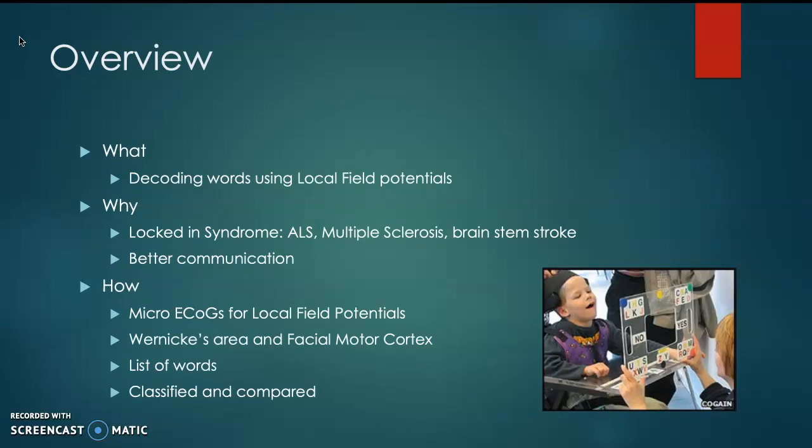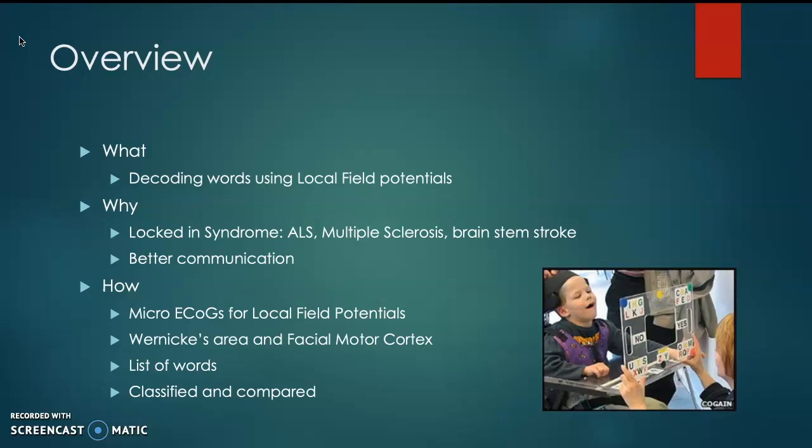Okay, a general overview. So first, what is the experiment? Decoding words using local field potentials. So looking at signals from different known words to build a database and using that database to categorize those words based solely on their signals.